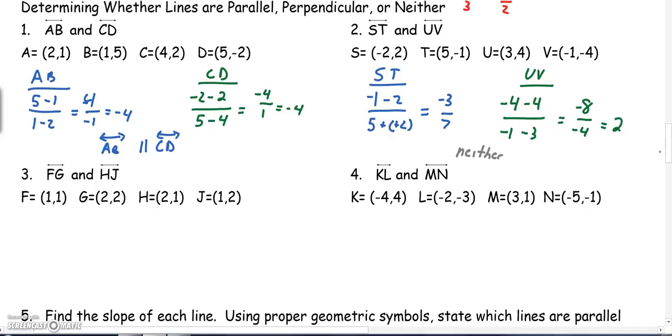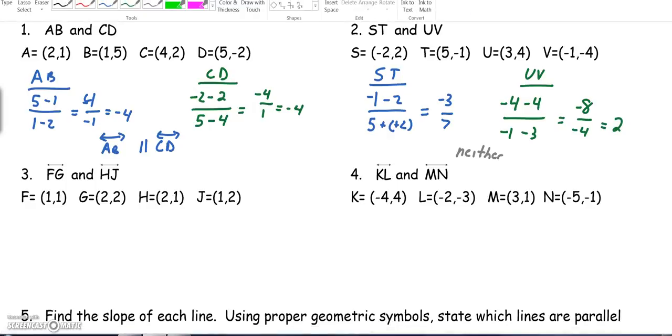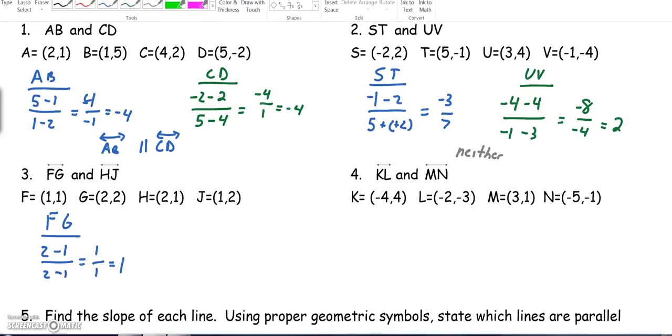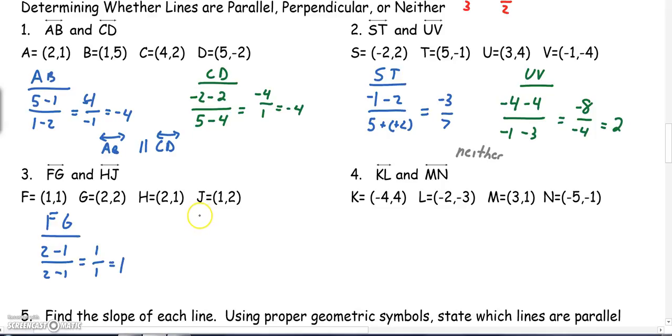Number 3, FG and HJ. So for FG, we have our slope 2 minus 1 and 2 minus 1, which reduces to 1 over 1, which is 1. Then we're going to look at HJ. So our slope for HJ is 2 minus 1 and 1 minus 2. So I get 1 over -1, which reduces to -1.